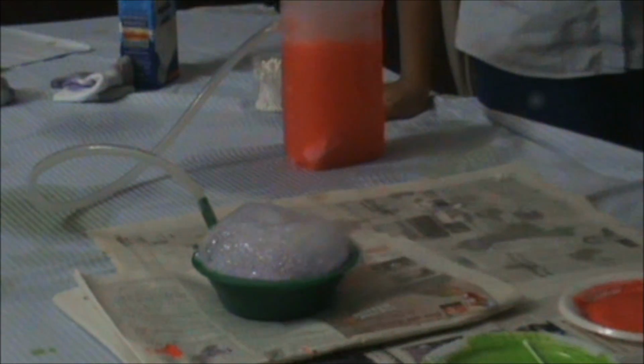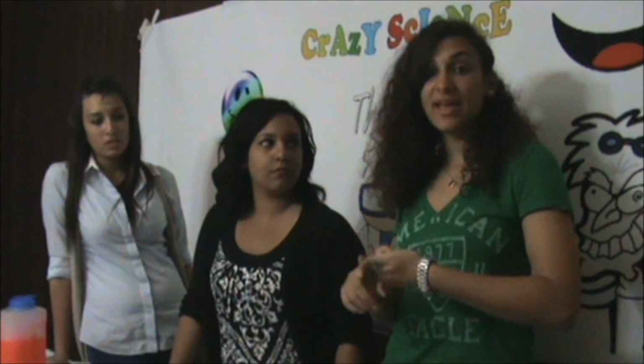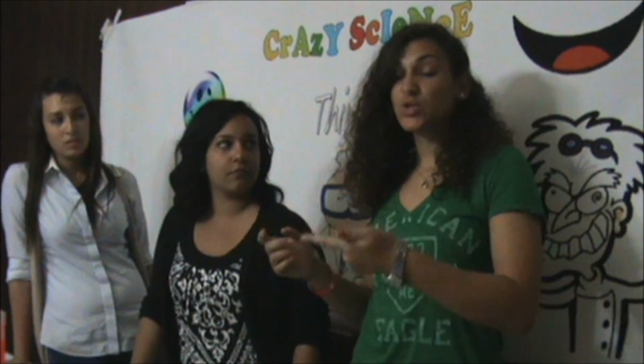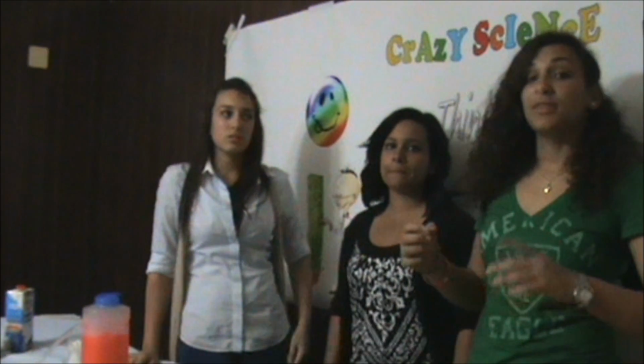So here's how the soap actually works. It has two parts: a hydrophobic and a hydrophilic part. Hydrophobic meaning that it is water-hating, and hydrophilic meaning it is water-loving. So the hydrophobic part runs away from water and goes into fat and tries to attach itself to fat molecules. And vice versa for the hydrophilic. It runs away from fat and attaches itself to water molecules.